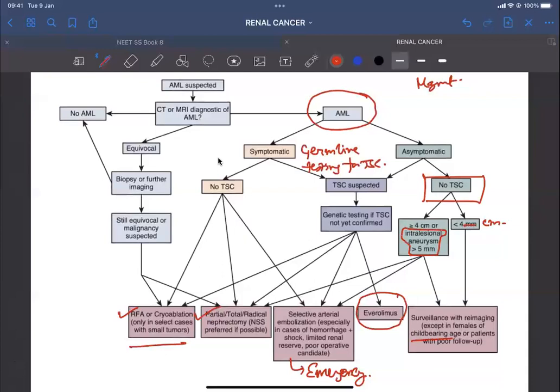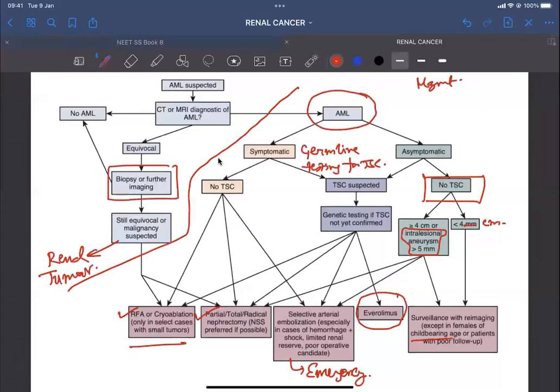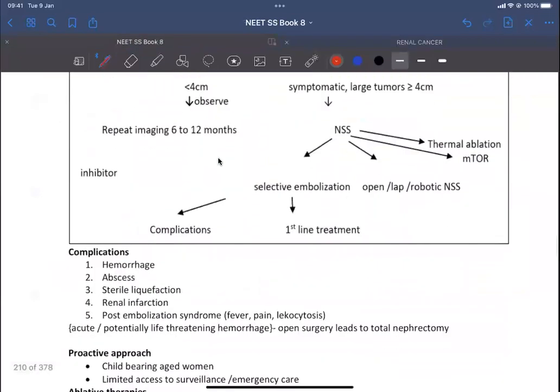I hope that's clear. So this half is for people who are diagnosed to have AML. This is when you suspect an AML. Normally they have a CT. If it's not very clear on a CT, they have an MRI. If it's still equivocal, you can do a biopsy. If it is still equivocal, you treat them as you would any renal tumor. So based on the size, you treat them as any renal tumor. It's not that for all renal tumors you get a histology all the time.